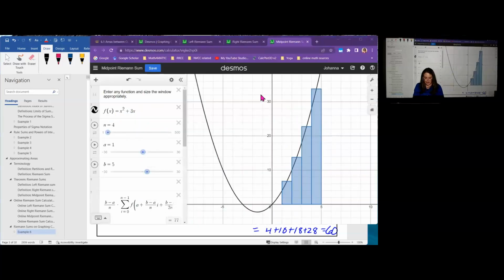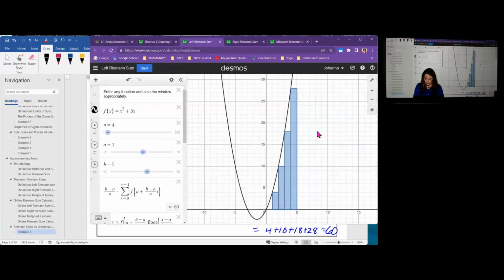Let's look at the left Riemann sum. In this picture, you can see the left Riemann sum. And again, the only thing you want to change if you use this applet is the function, the number of rectangles, the left endpoint of your interval, and the right endpoint of your interval. The information in the second through the fifth slot. Leave the rest of it untouched.